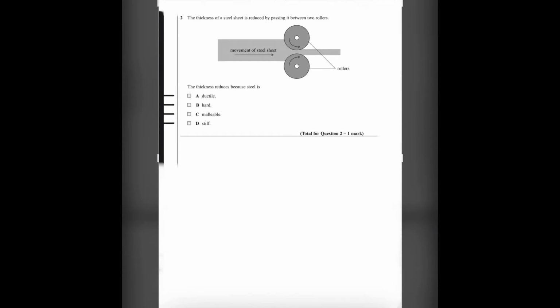Number 2. The thickness of a steel sheet is reduced by passing it between two rollers. The thickness reduces because the steel is ductile, hard, malleable, stiff. So the property of ductile is actually, you know, when we have a wire, and we are holding onto the wire by two pullers.